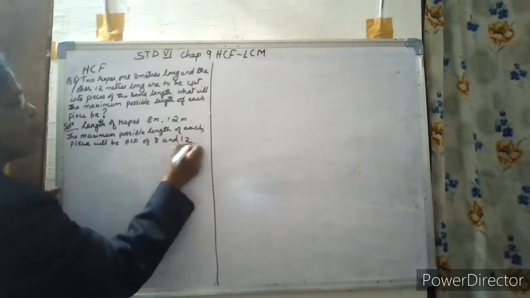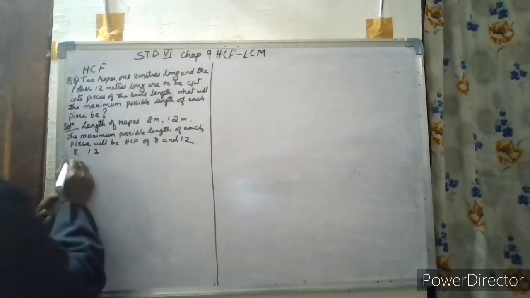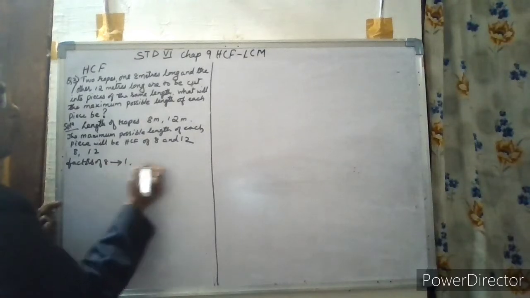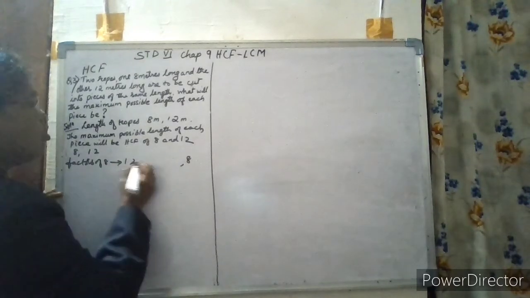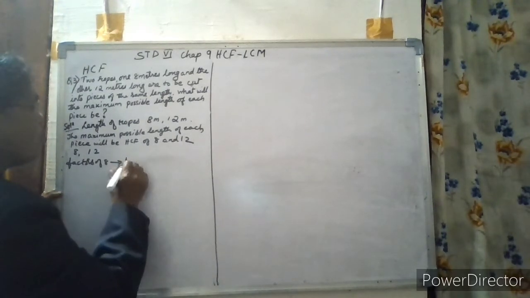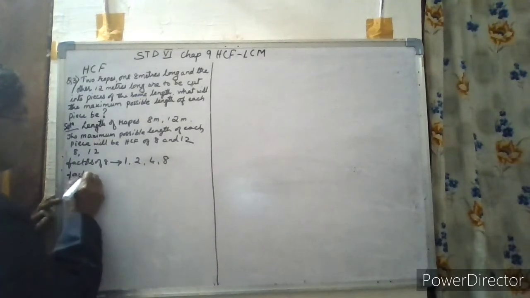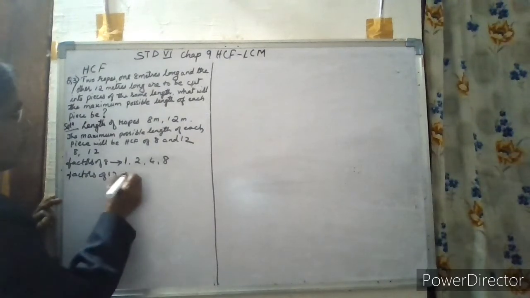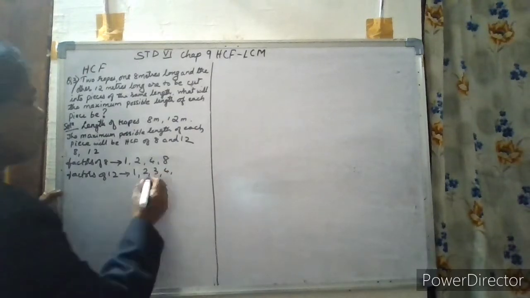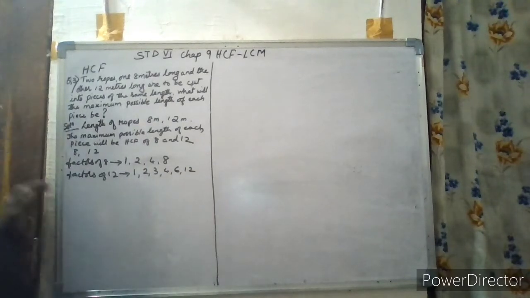So let us take 8 and 12 as the numbers. Let us find out in the same way factors of 8. 1 into 8 are 8, 2 4s are 8. In between 2 and 4 there is no other factor. So 1, 2, 4 and 8. Then factors of 12: 1, 2, 3, 4. 4 3s are 12, 3 4s are 12, 2 6s are 12, then 1 12 are 12. These are the factors of 12.